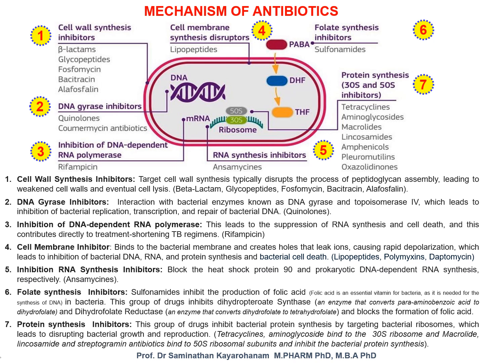Number 7. Protein synthesis inhibitors. This group of drugs inhibits bacterial protein synthesis by targeting bacterial ribosomes, which leads to disrupting bacterial growth and reproduction. Tetracyclines and aminoglycosides bind to the 30S ribosome, and macrolides, lincosamides and streptogramins bind to 50S ribosomal subunits and inhibit bacterial protein synthesis.